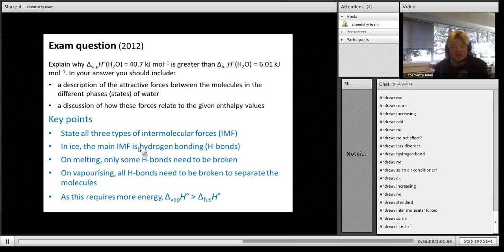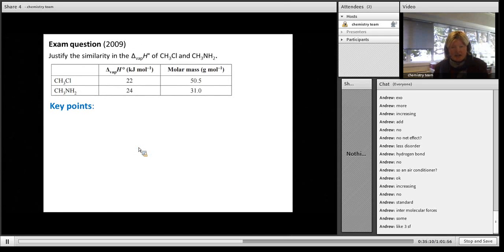Okay, so that's a sort of question. Here's another one. In the past they would have given you boiling points, but now they just give it to you as vaporization. Remember, when they give you molar mass, immediately think of temporary dipole forces of attraction, because temporary dipole forces of attraction are affected by mass.